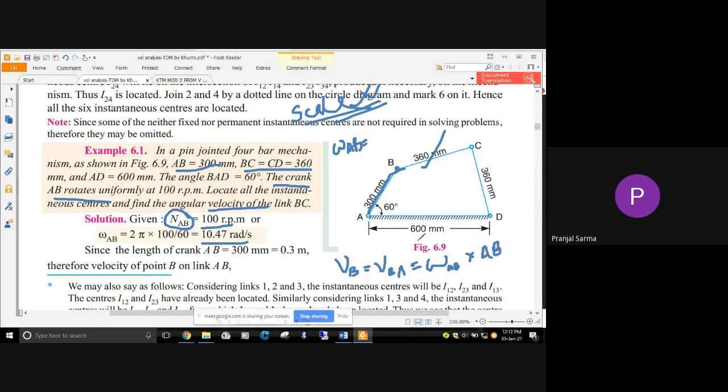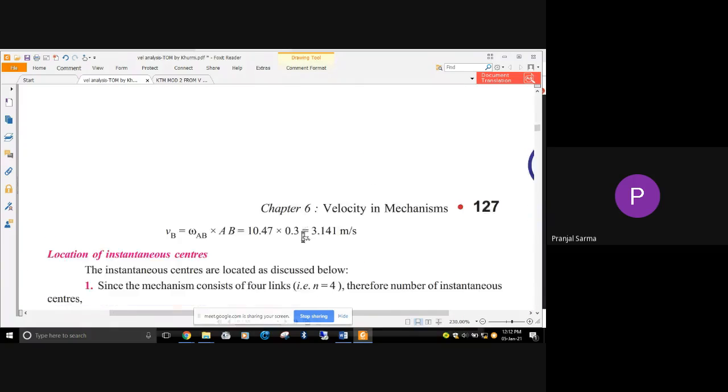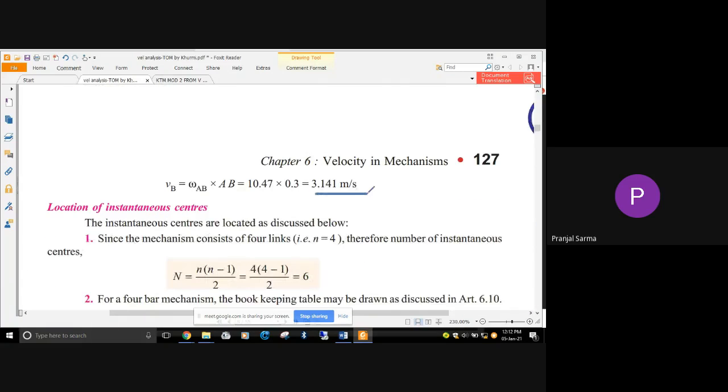So now I already have these values. Omega AB I have just found out, and the AB link length I already have. So I'm just putting these values in, and we are going to get the value of VB as 3.14 meter per second.